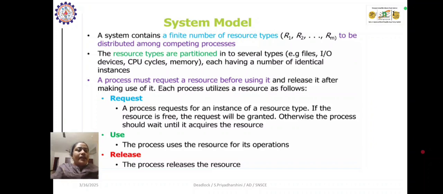So first step is to utilize a resource. A process should first request for an instance of a resource type. If the resource is free, the request will be granted. Otherwise, the process should wait until it acquires that particular resource. After requesting for the resource, after the resource has been granted, the process can use the resource for its execution. Once the process has completed its execution, the process should release the resource. So that is how a system model is developed.